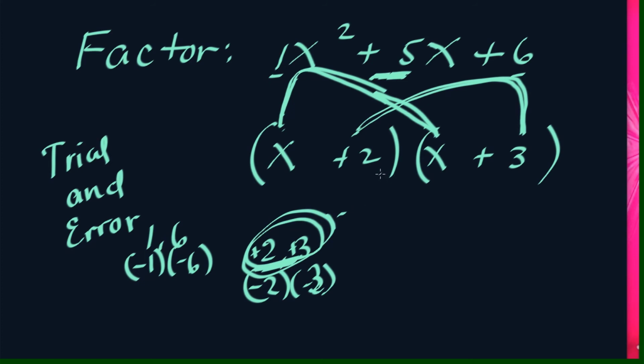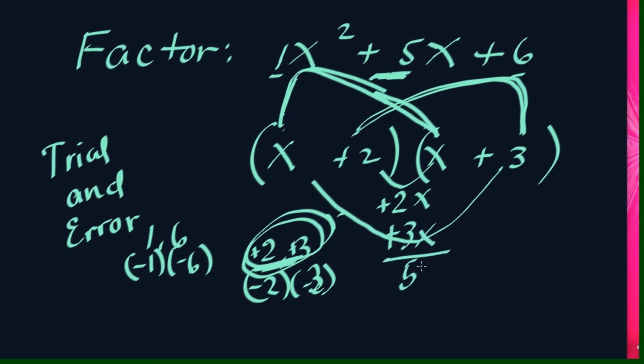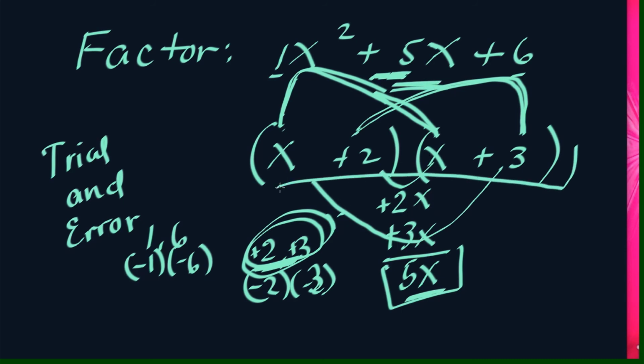Okay, and then the final way to check is when you multiply this 2 and x, that's a positive 2x, and also this 3 and x, which is a positive 3x, and then you combine those into 5x. Now you want to make sure that this matches the middle term right here. Okay, if that's the case, then the factors that we got are correct.